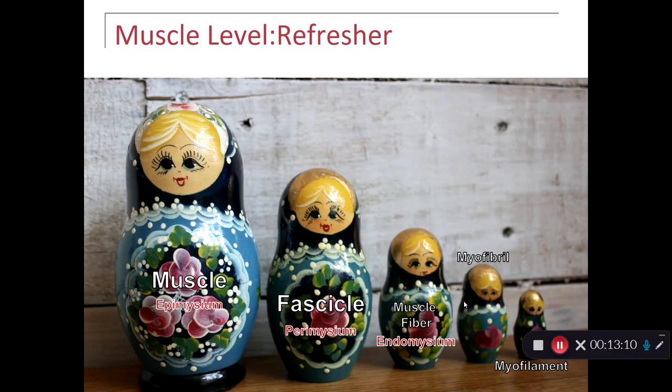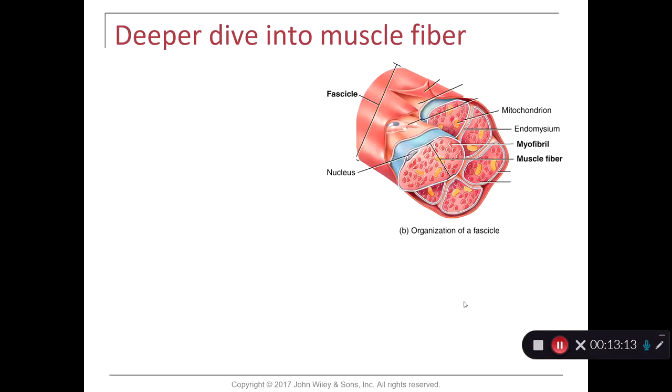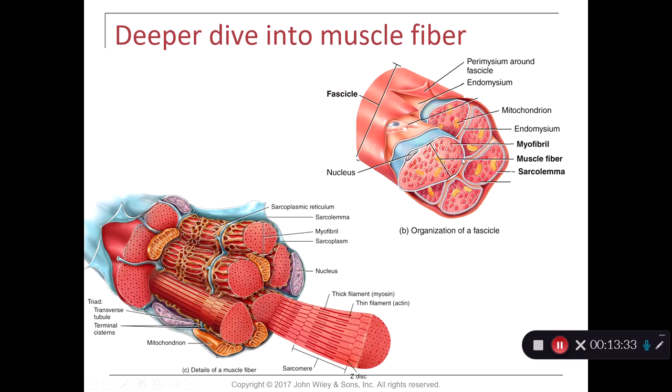Now that we've gone through the matryoshka doll thing, I think we need to dive a little bit deeper into what the cell looks like. We are looking at a muscle fiber here. We've cut open a fascicle. Here is our muscle fiber within that fascicle. We got the endomysium circling around it, and then that nice blue color is the sarcolemma. I've cracked this open a little bit further. This is your muscle fiber here. There's that blue color, the sarcolemma. That is your cell membrane.